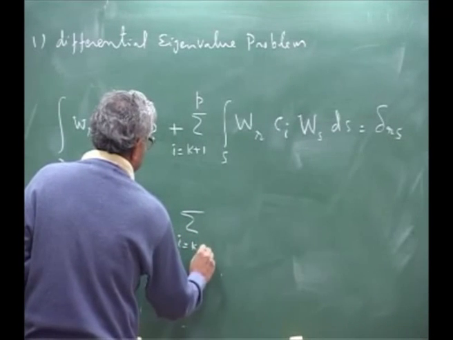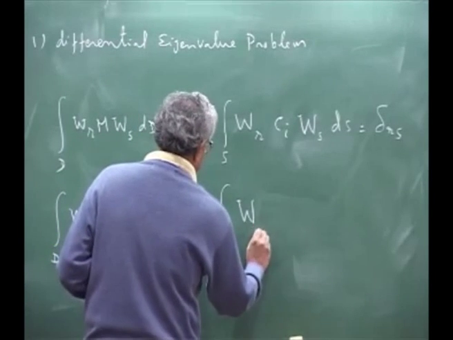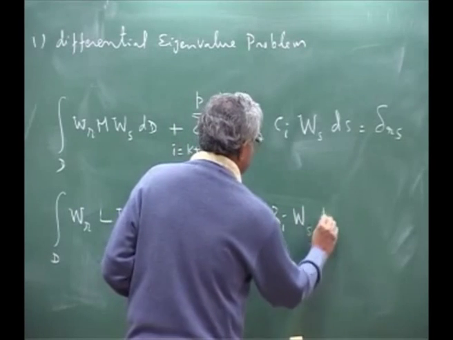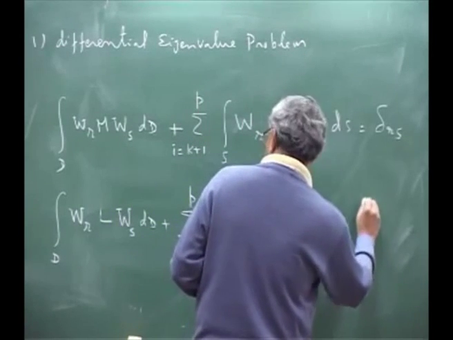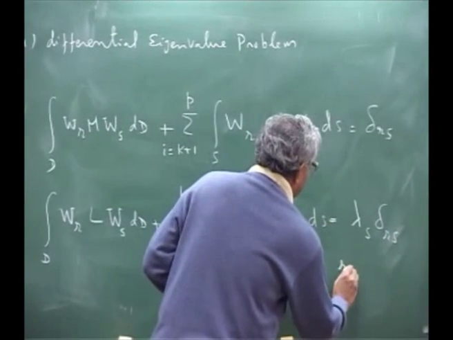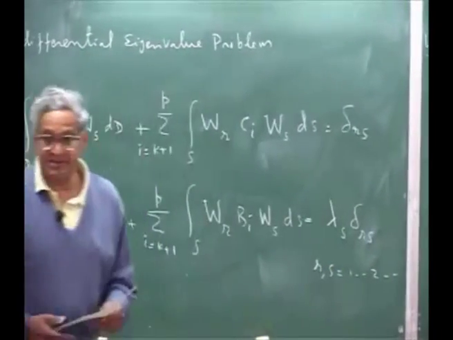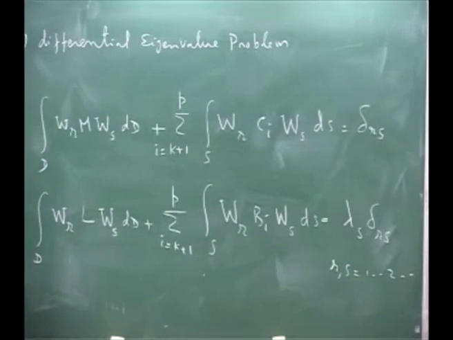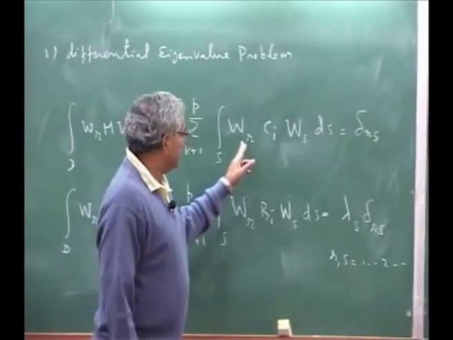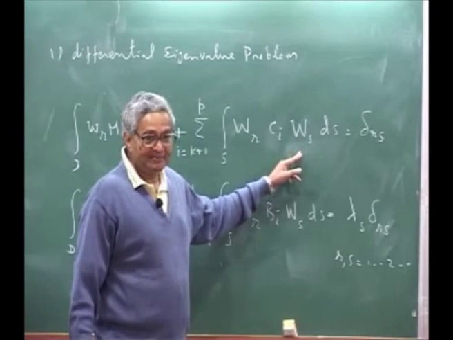I will explain now. Bi W S ds is lambda S. R and S run from 1, 2, 3, etc. Please understand here I said delta Rs. Okay, this is the shape function, eigenfunction R, eigenfunction S.